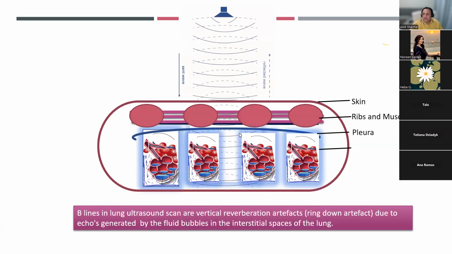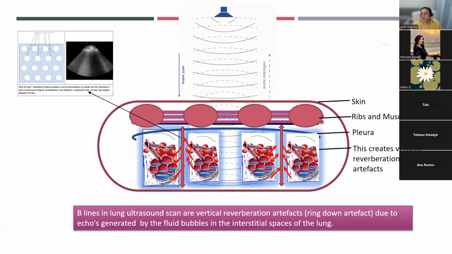At the end of the day, this is basically how B lines are generated. So again, I told you, you're going to have tetrahedrons in this region. And these tetrahedrons arrange themselves vertically. So instead of getting horizontal reverberation artifacts, you get vertical reverberation artifacts, and they organize themselves as linear lines. Now, it's really important for you to understand that B lines, by definition, should extend all the way from the pleural margin to the distal lung.